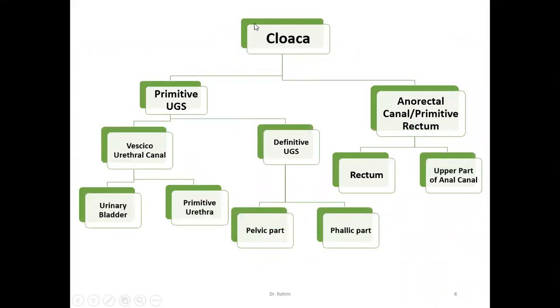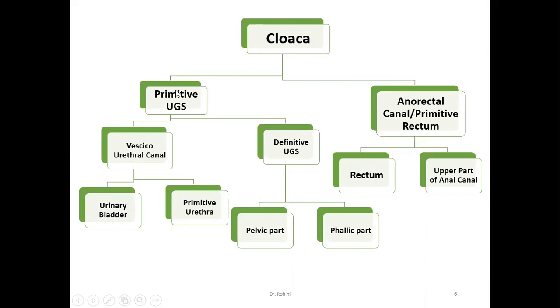Okay, so this is a chart we can make out very easily. You can see we have the cloaca, which is the post-allantoic dilated part of the hindgut. I'm repeating again and again so that you don't forget this. Now, the cloaca will be divided by the urorectal septum into the primitive urogenital sinus ventrally and the anorectal canal or primitive rectum dorsally. This anorectal canal will form the rectum and upper part of the anal canal, which will be discussed in the hindgut development of the GI tract. Now we are concentrating on this part today.